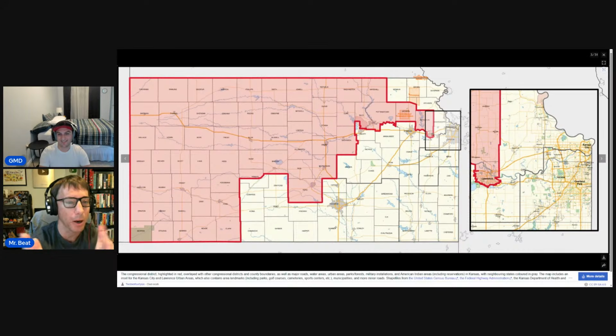Oh my gosh! It literally went all the way around Topeka. I forgot about that. I thought the northern part of Topeka was in there. Here's the thing: if at least Topeka would have gotten into the district, I'm sure this could turn blue in a year like this year, 2026, absolutely. Because it just doesn't even go through.